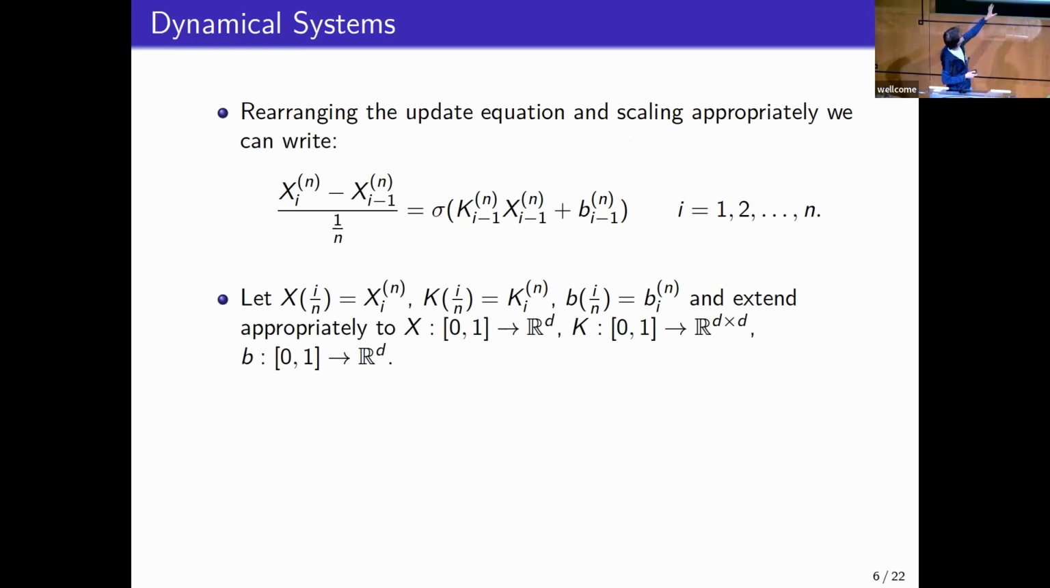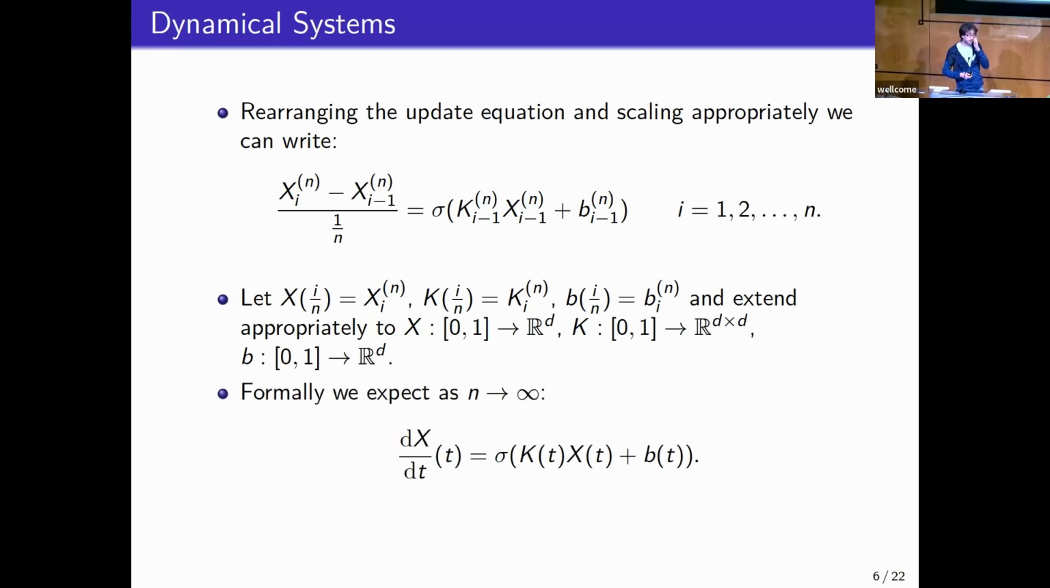So if I now let my x, without the superscript n, be a continuous function, I think of my x_i over n as just the value that I take at time i over n. I do the same for my parameters K and b. So x is a vector valued function, K is a matrix valued function, and b again is a vector valued function.